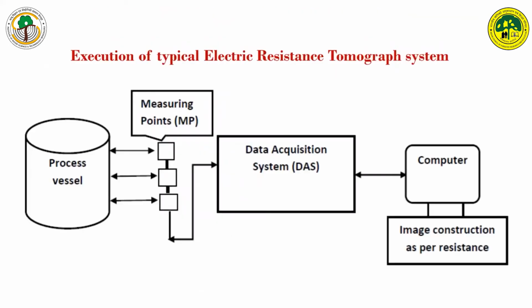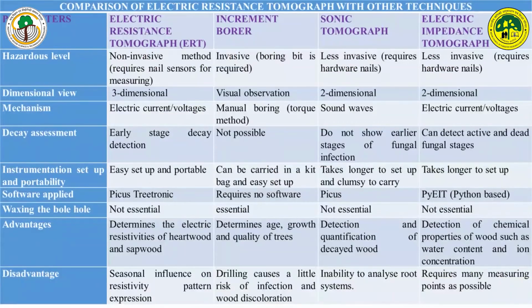This is how it works. This is what you call a typical ERT system. One is the processing vessel. We are going to fix the multiple measuring points and data acquisition is done. Then it goes to the computer, and then the image is constituted. Simple. There are many other equipments, especially for hardwood and sapwood estimation.